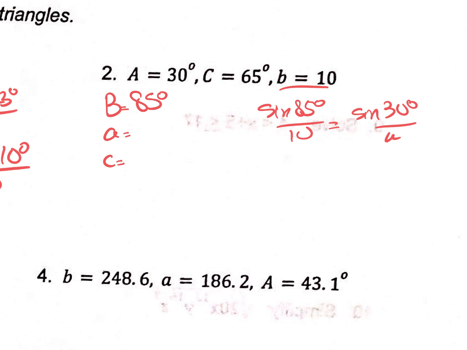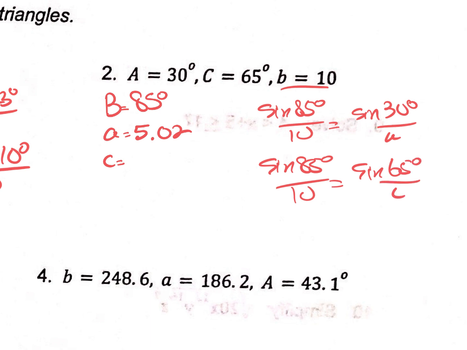Just going to punch it in real quick. 10 times sine 30 divided by sine 85. Sorry about this. 5.02 or just 5.0. And then the same thing for little c. So I'm going to do sine 85 over 10 is sine of 65 over little c. Punch that in. 10 times sine 65 divided by sine 85. And I'm getting 9.1. And there's the answer to 2.